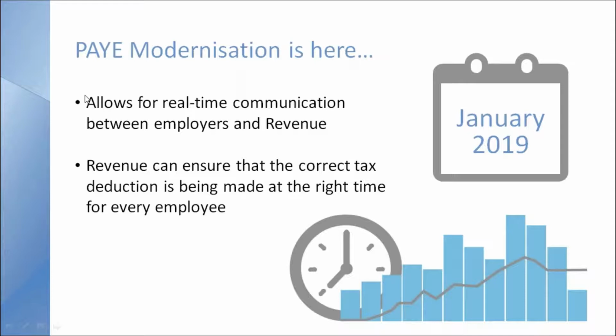PAYE Modernisation was introduced this January 2019 to allow Revenue to ensure that employees are receiving their correct tax credits and cut-off points throughout the year. PAYE Modernisation allows for real-time communication between employers and Revenue. By operating in real time, Revenue can ensure that the correct tax deduction is being made at the right time for every employee, meaning employees will not overpay or underpay tax.